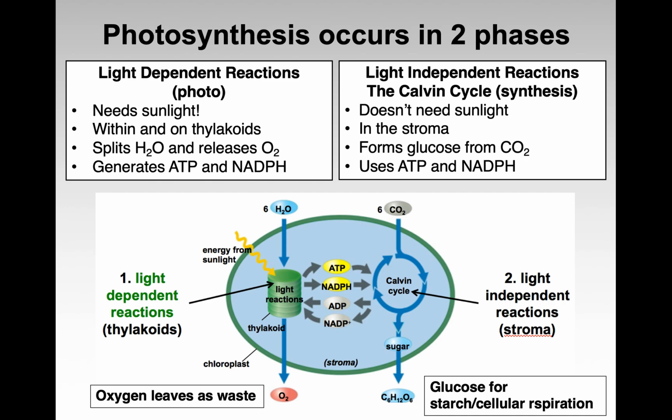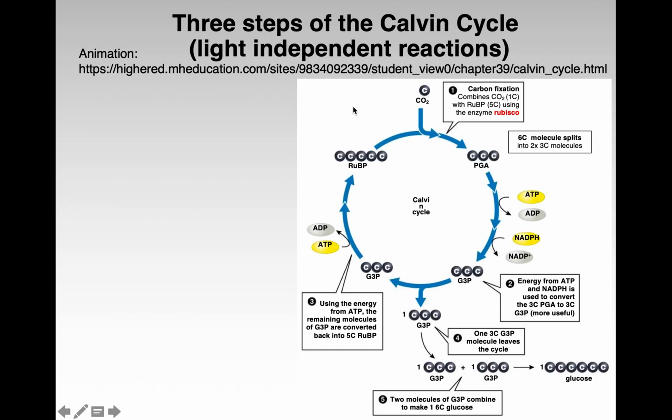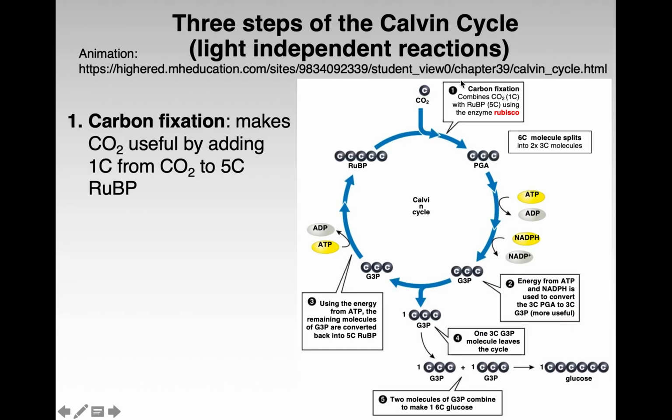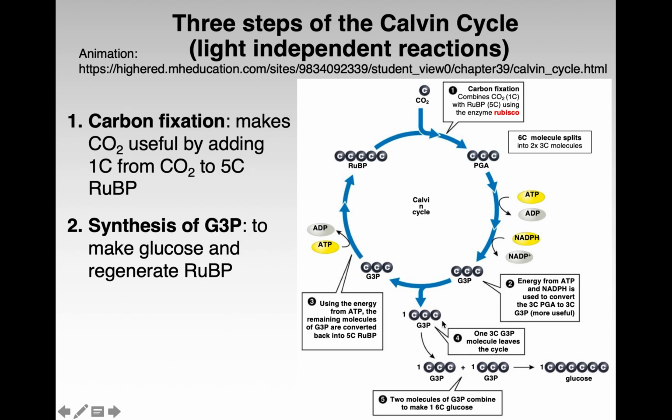Now we're going to focus on the light-independent reactions. You don't need sunlight. It occurs in the stroma. And it occurs in 3 steps. So first, carbon fixation, meaning we are going to use carbon dioxide taken in from the stomata to form PGA. Again, I'm not going to test you on all these crazy names of things, but you should know that there's carbon fixation, and then the synthesis of a 3-carbon sugar, which will be used to create glucose. 2 of these 3-carbon sugars make this glucose.